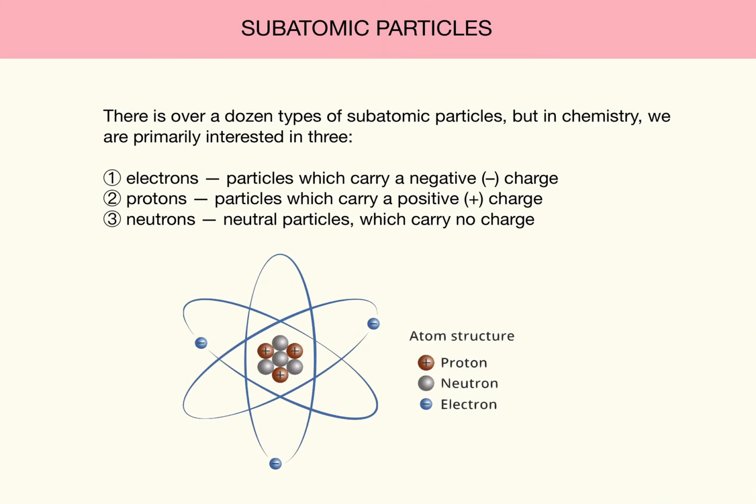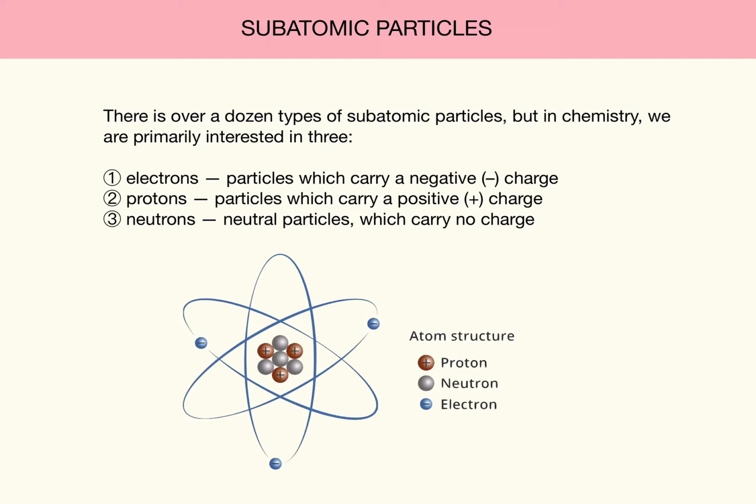Let's look under the hood of the atom. Now, there are over a dozen different subatomic particles associated with the atom. But in chemistry, we're primarily interested in just three of those. Electrons. These are very small particles that carry a negative charge. Protons. These are particles which carry a positive charge. And neutrons. These are subatomic particles that carry no charge at all.